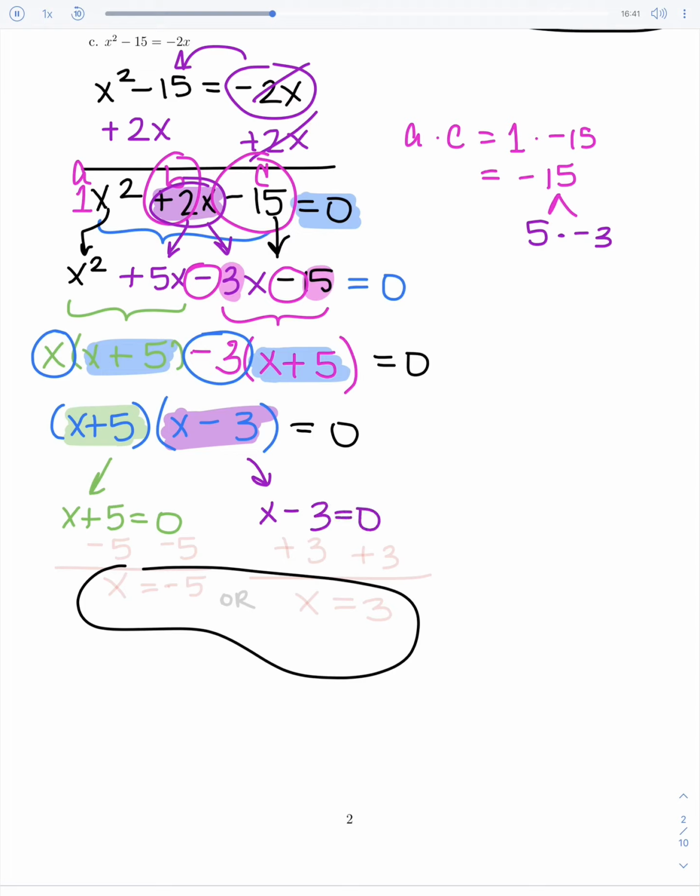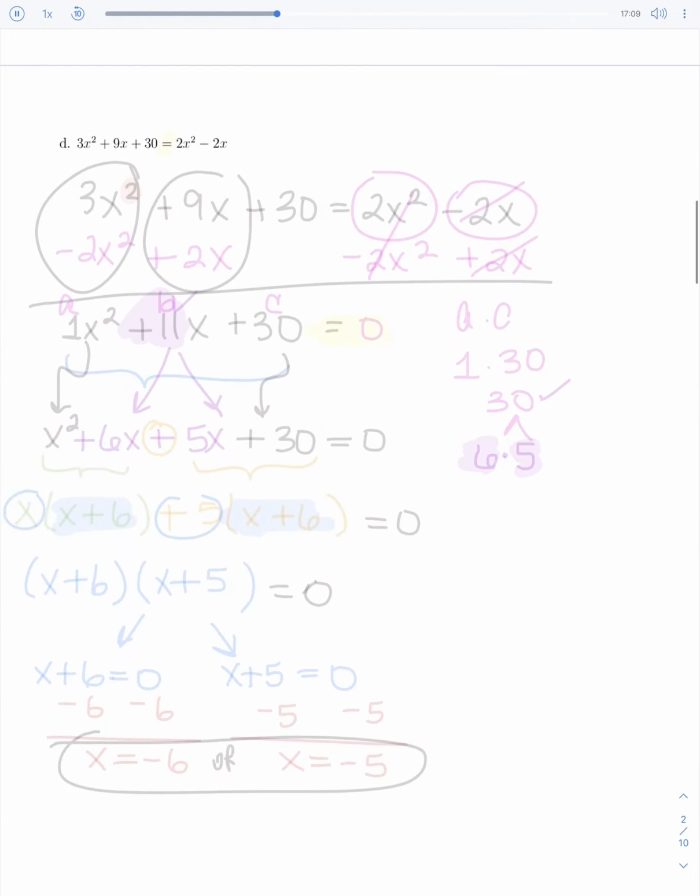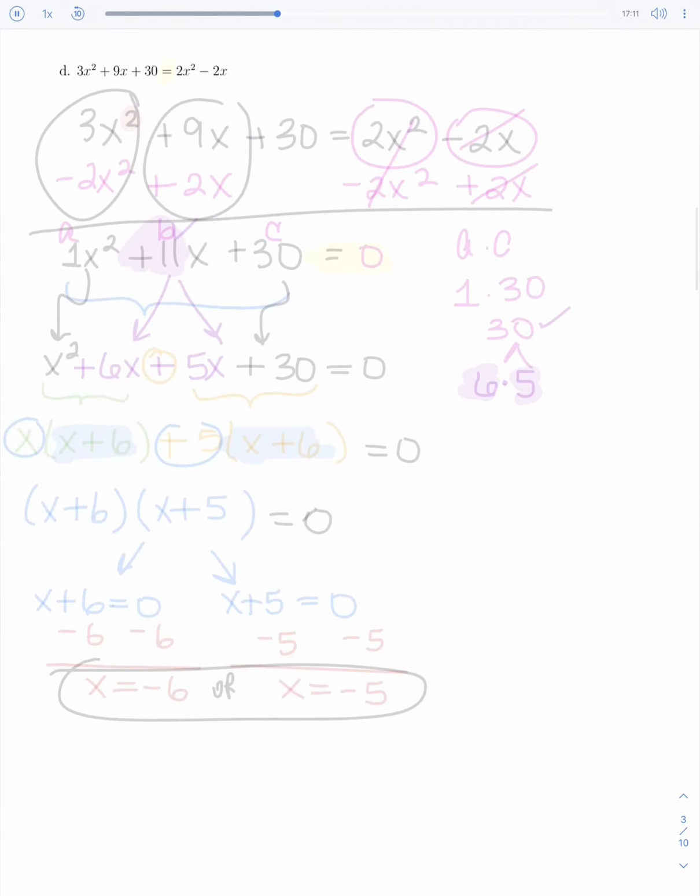Well, on the first one, all we need to do to solve for x is subtract 5 from both sides, and that will give us that x equals negative 5. And on the second one, we just need to add 3 to both sides to solve it, and that will give us x equals positive 3. And those are our two answers. Either x equals negative 5 will make our equation 0, or x equals 3 will also make our equation 0. But that's it. And we are done.